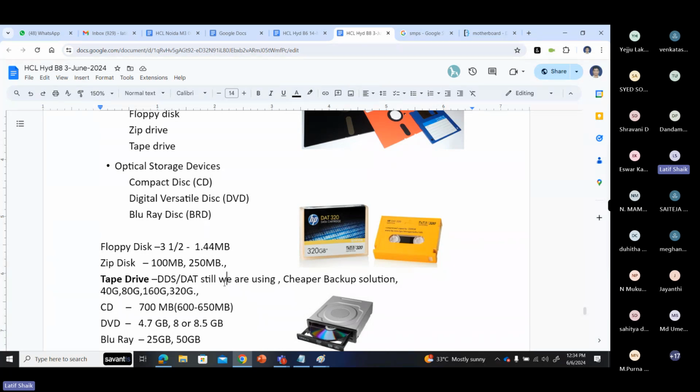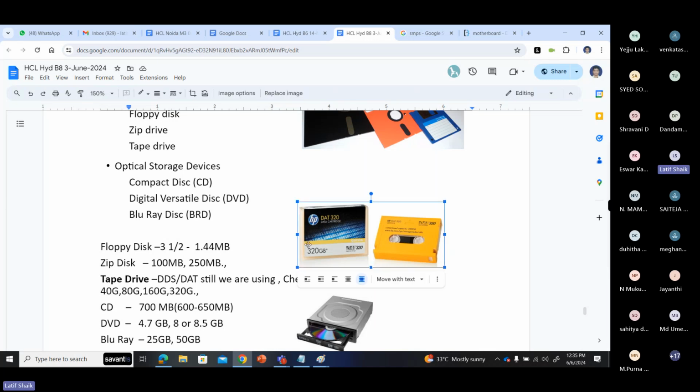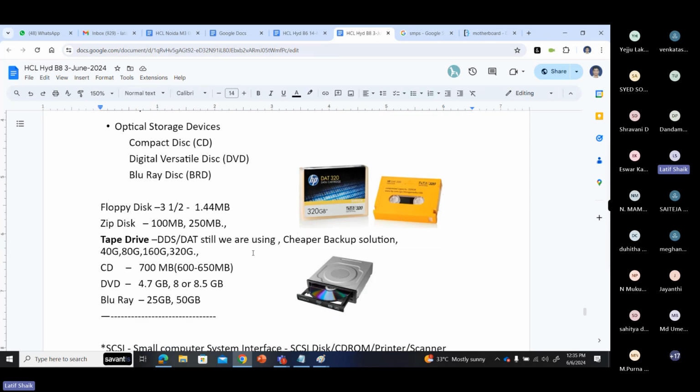So it's a cheaper backup solution. Deep archives use this kind of backup, and it is available in different sizes also. So 20 GB, 40 GB, 80 GB, 160 GB, 320 GB, 640 GB. Even in terabytes, the tape drives are available, depending upon their density. Okay, guys, so these are different devices, the magnetic way.